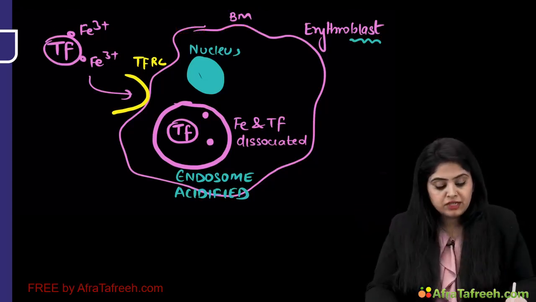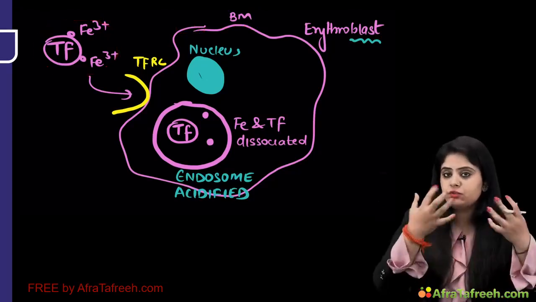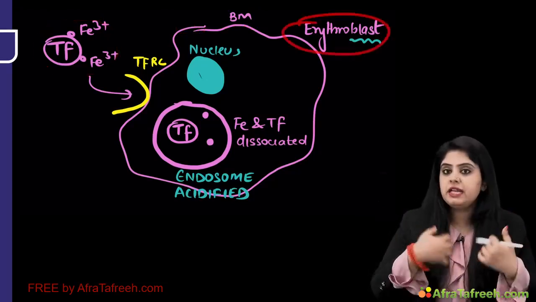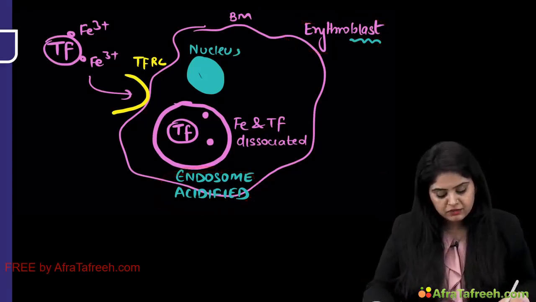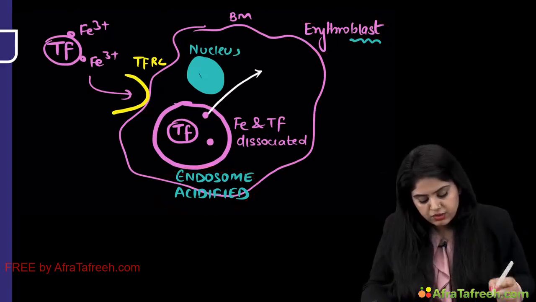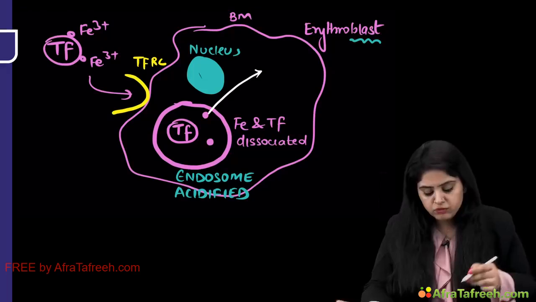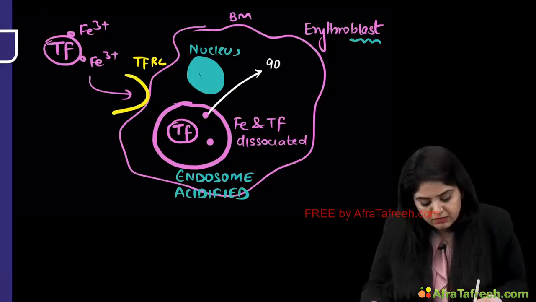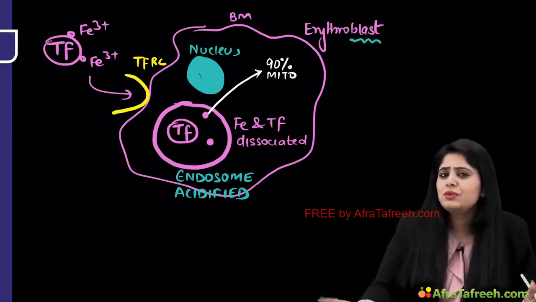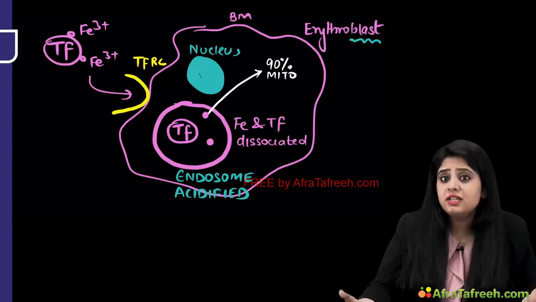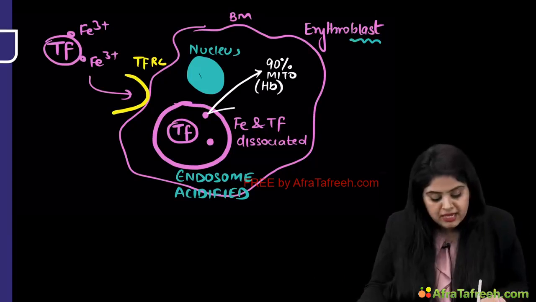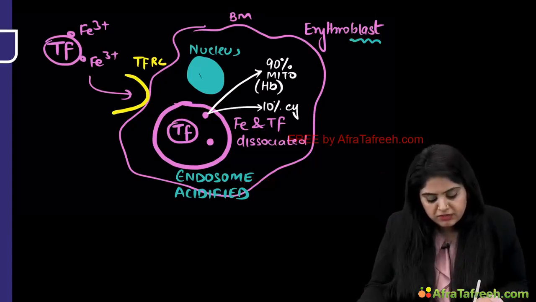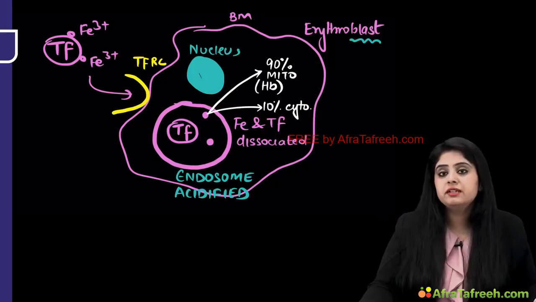Simple. Initially, transferrin and iron were strong buddies, but as soon as this erythroblast of mine ate it, they broke up. How did they break up? By creating an acidic pH, and now this iron is free. Now, majority of this iron is going to be used for what? It will be used for hemoglobin production. 90% of the iron is going to go to the mitochondria, because where does heme production happen? Go back to your biochemistry. Heme, protoporphyrin, where does that happen? 90% of it is going to be used in the mitochondria for hemoglobin, and 10% of it shall remain in the cytoplasm.